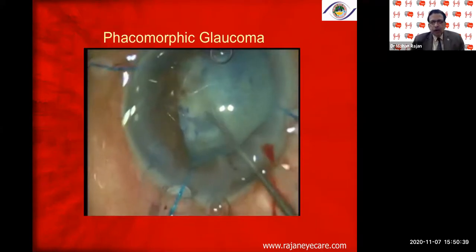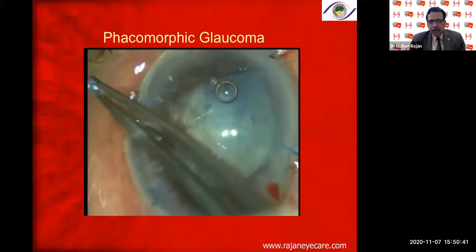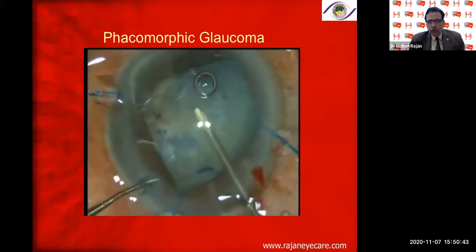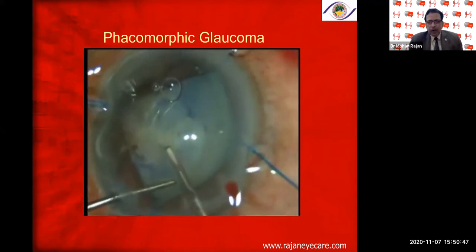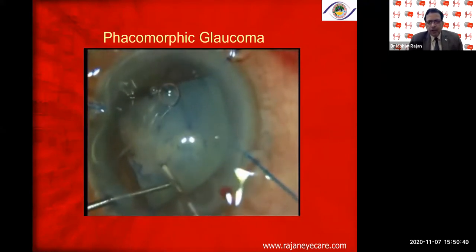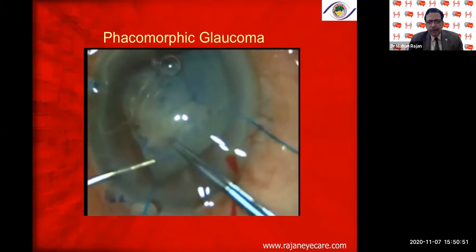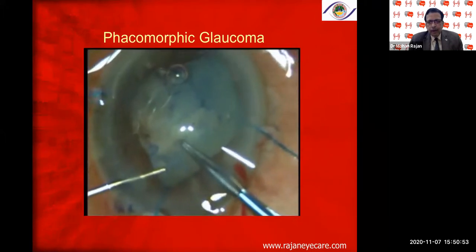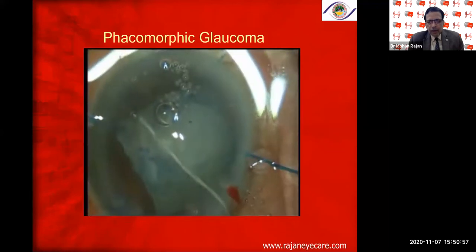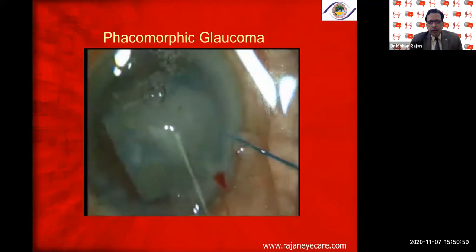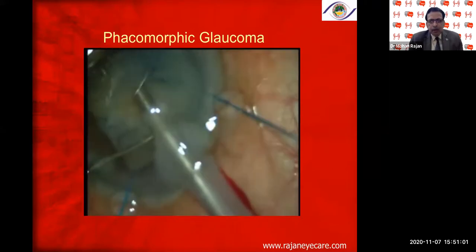Again, a patient who had a phacomorphic glaucoma, and you can see here phacomorphic glaucoma. As you know, there is a zonular dialysis also. Very difficult because of the capsular cortical adhesion, very difficult to do a capsulorhexis. And again, I'm trying to use iris hooks for expanding the pupil, and going ahead with the phacoemulsification.